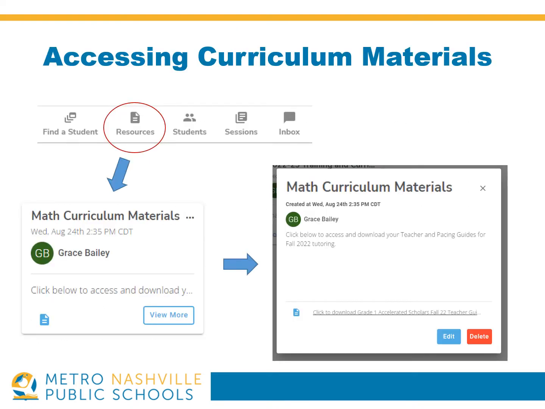Tutors can access all curriculum materials directly in Go Schoolbox by clicking on the Resources tab of your top menu bar. You will then select View More for the resource you want to access, and you'll be able to open and download resources. Curriculum materials and these training modules are available now through Go Schoolbox and will soon be uploaded to the Tutor Resources page of the M&PS website.